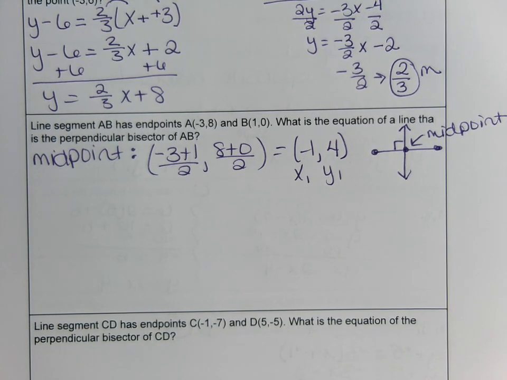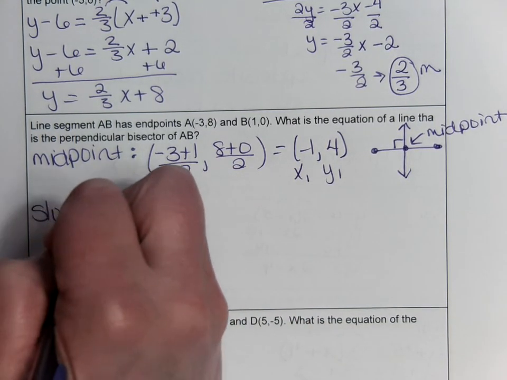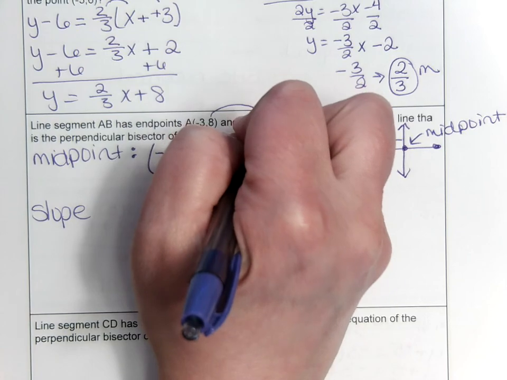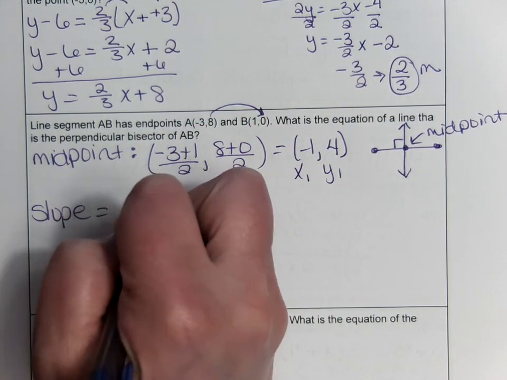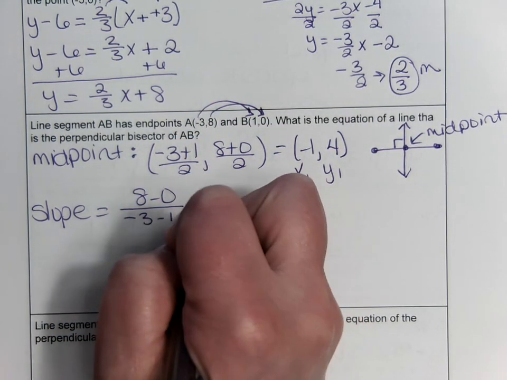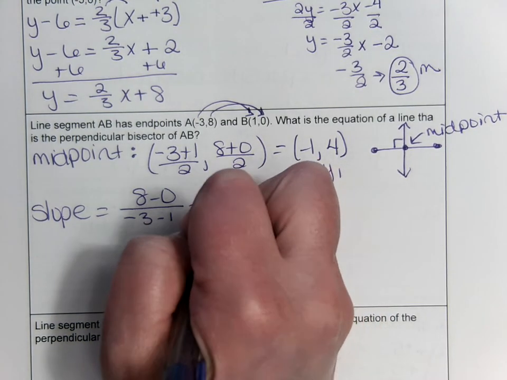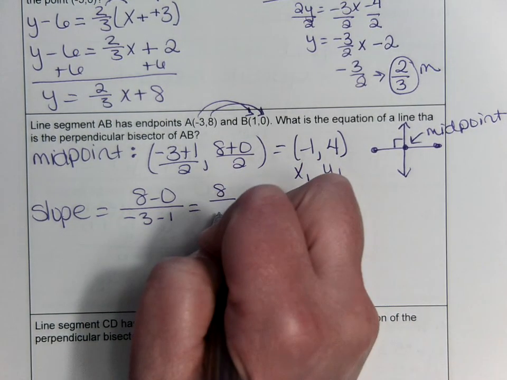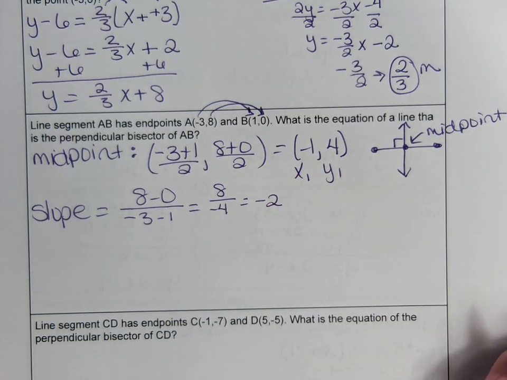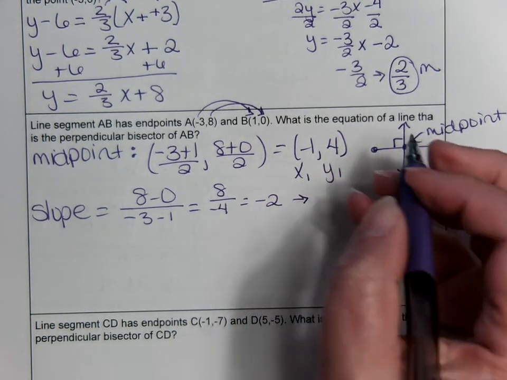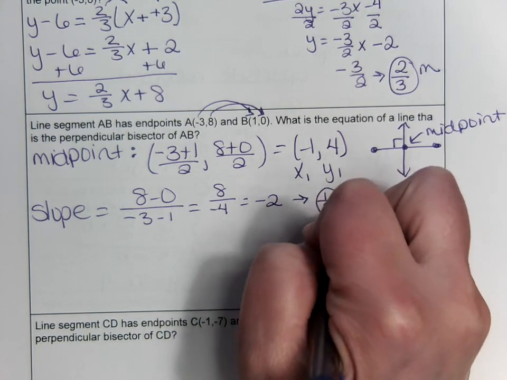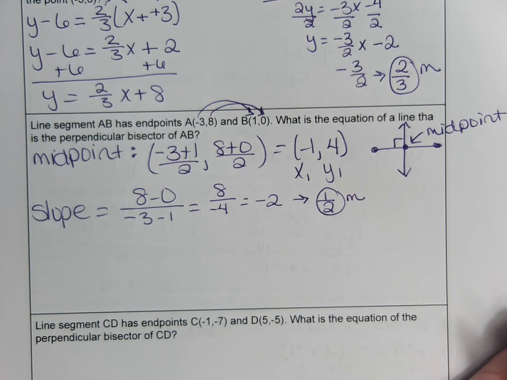We also need to know our slope. Remember, that's rise over run, change in y over change in x. So we take our y's and subtract them first: 8 minus 0 over, then we subtract our x's: -3 minus 1. 8 minus 0 is 8. -3 minus 1 is -4. 8 divided by -4 is -2. Now we need the opposite reciprocal slope, so we change it to a positive, and it becomes 1/2. That's going to be our m value for our equation.